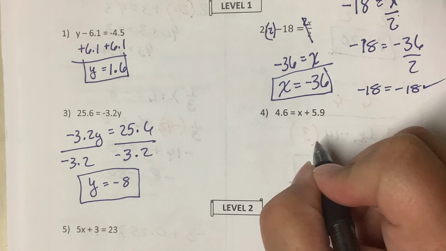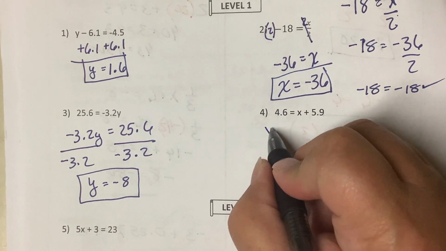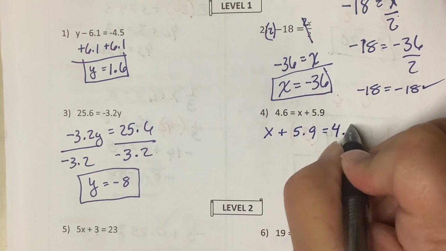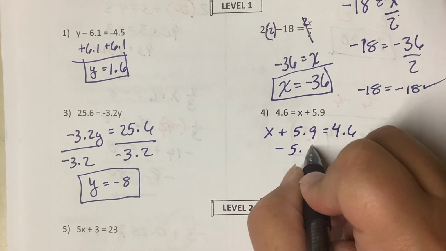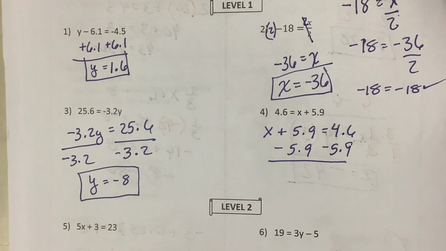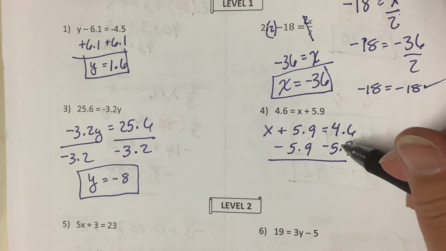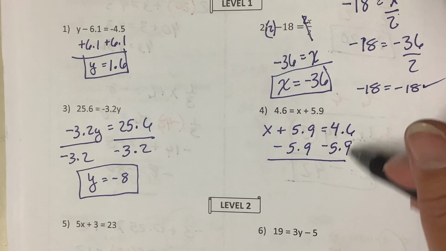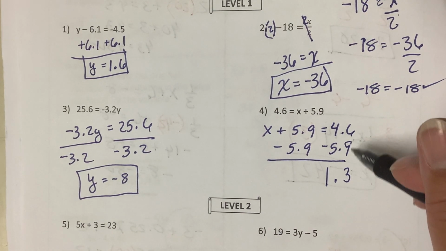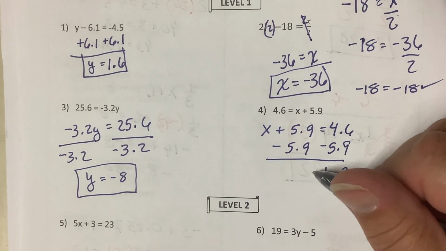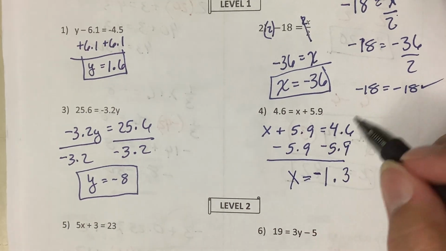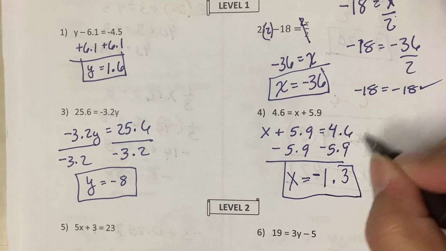The next one. The opposite of add, it's backwards again. I'm rewriting it. X plus 5 and 9/10 equals 4 and 6/10. Subtract 5 and 9/10 from both sides. And again, I should do the larger number minus the smaller number. 9 minus 6 is 3. 5 minus 4 is 1. Negative 5 and 9/10 is larger than 4 and 6/10, so it's going to be negative 1 and 3/10, and that's going to be equal to x. Put a box around it because that's good.